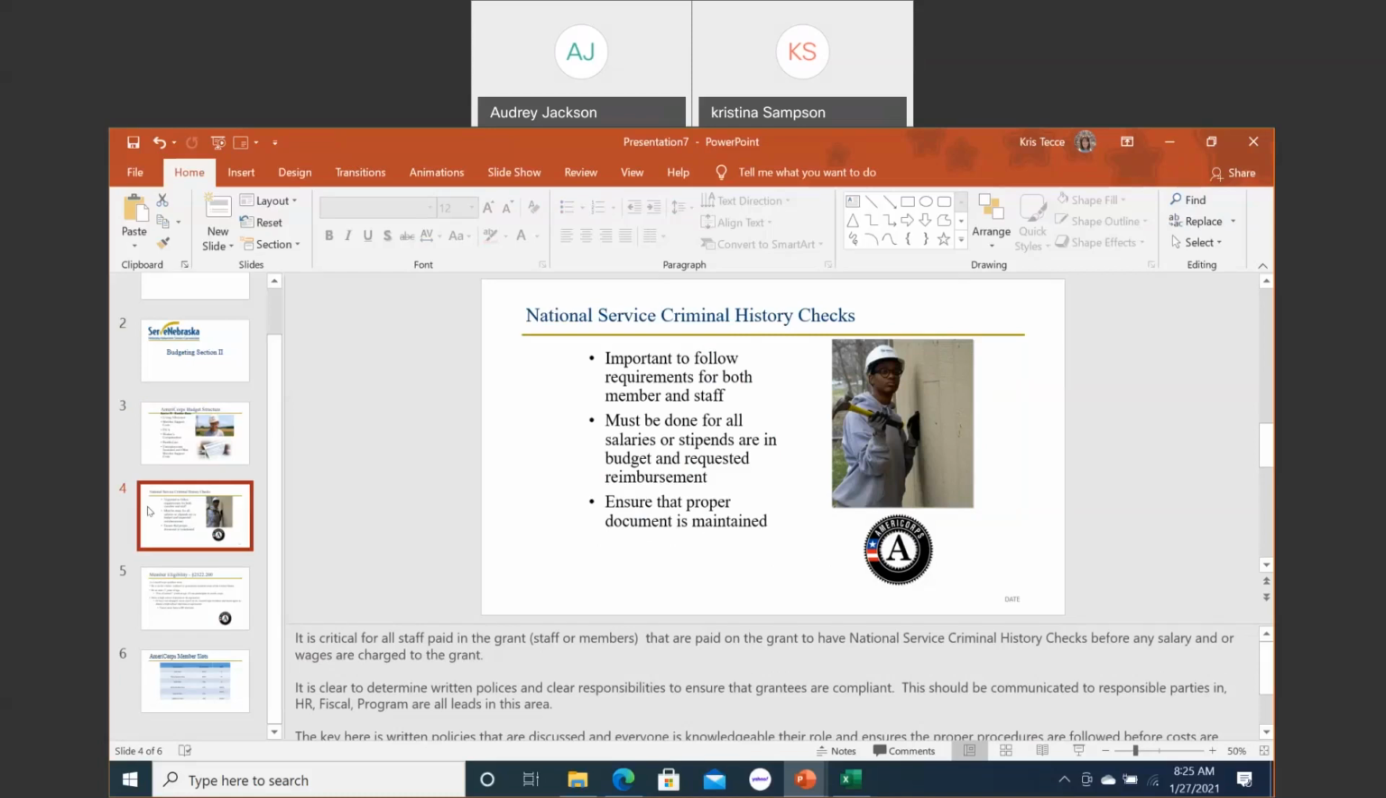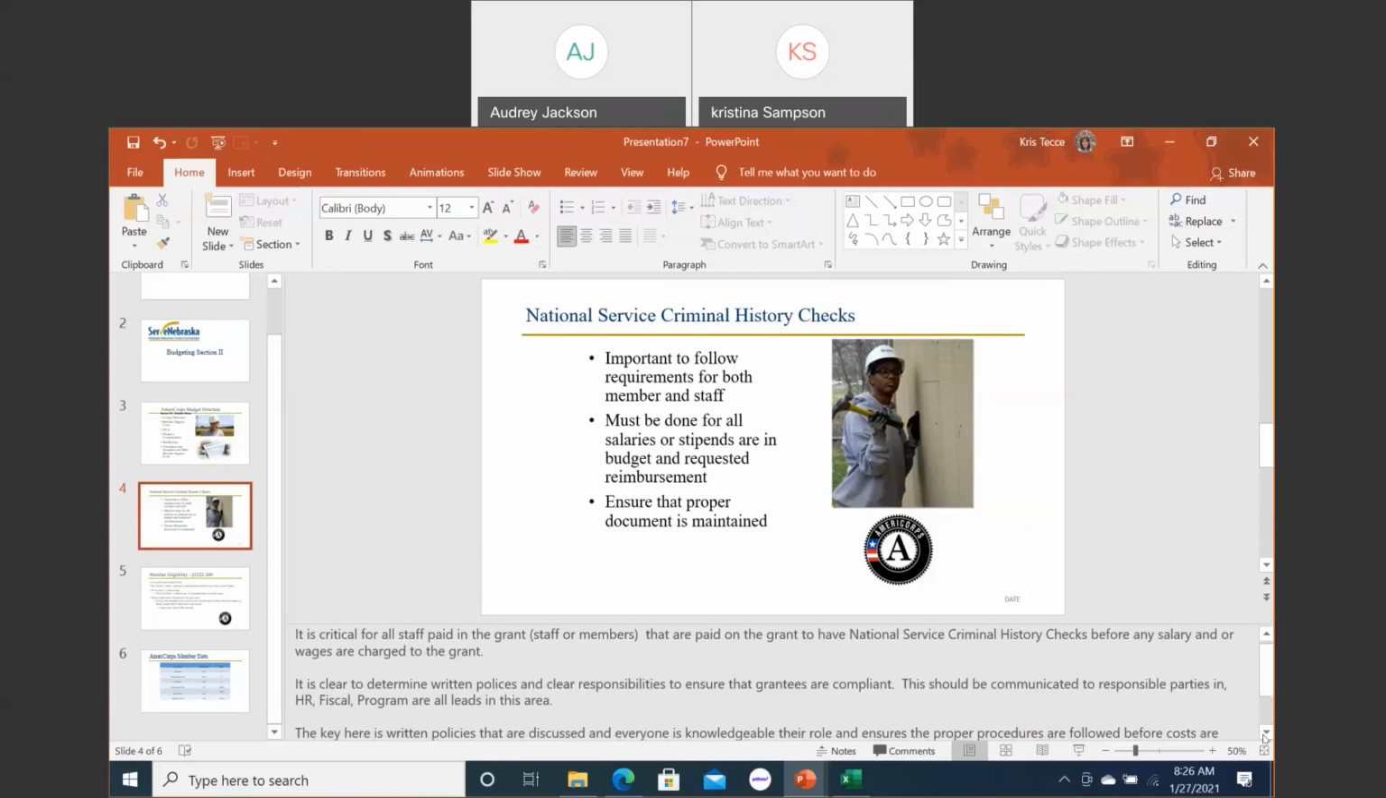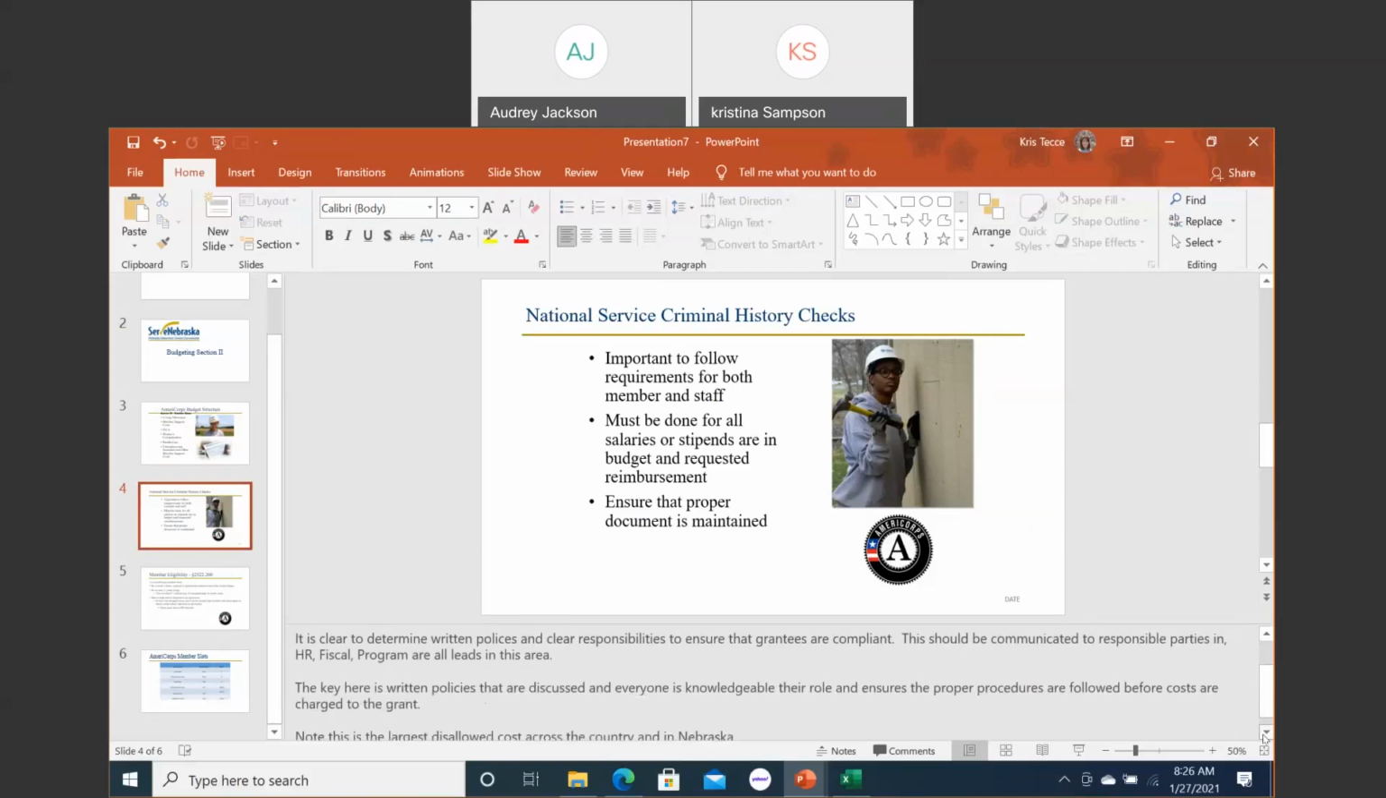It's also important to communicate throughout your organization who the responsible parties are and how you're going to communicate when these checks are done through your HR, fiscal, and program leads in the program. Again, ensure that you have someone knowledgeable about these National Service Criminal History Checks. They are the largest disallowed cost across the country and in Nebraska. Again, you want to make sure that you're maintaining the appropriate documentation to support that you had the criminal history check completed prior to charging any living allowance to the grant.